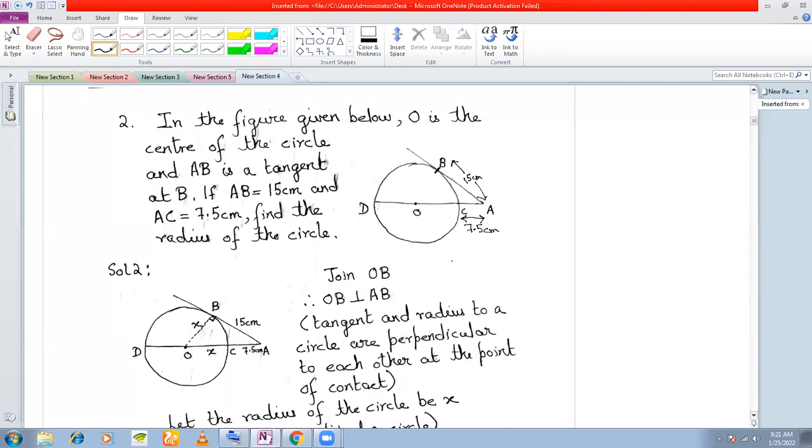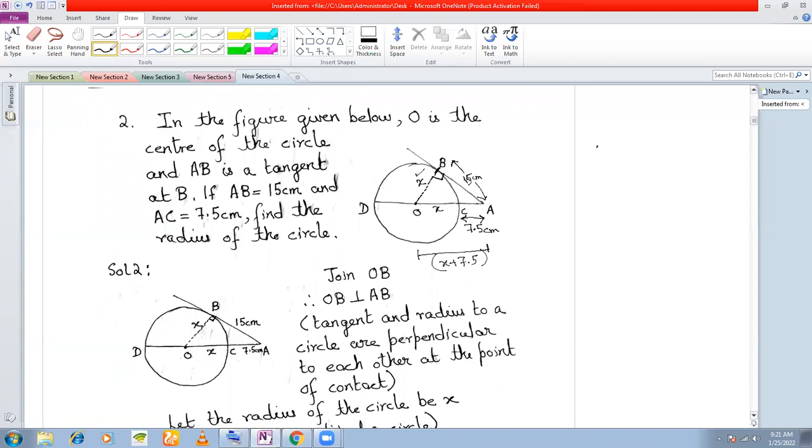Now this question, the way I have solved below, if you see, I have joined these two and I have taken this radius as X and this radius as X. So this angle becomes 90 degrees. Why does it become 90 degrees? Because the radius is perpendicular to the tangent at the point of contact. So OB is perpendicular to AB. And what have I done? This entire length, the length of the hypotenuse, becomes X plus 7.5, right? This length here is already given to be 15, perpendicular is 15, and the base here is X.